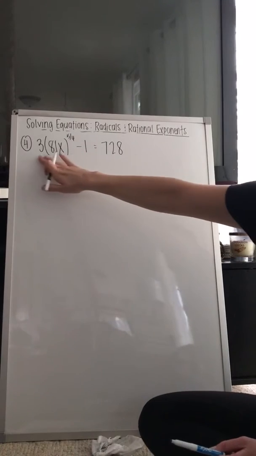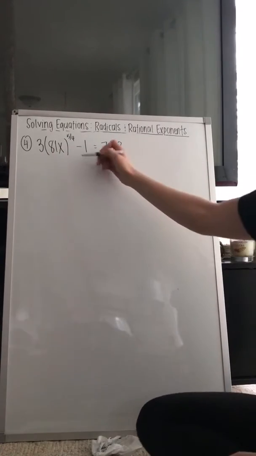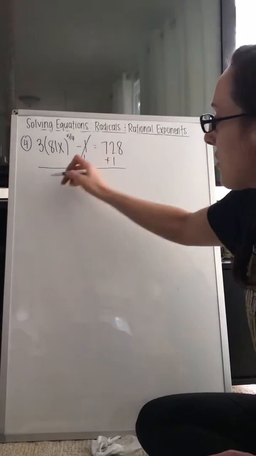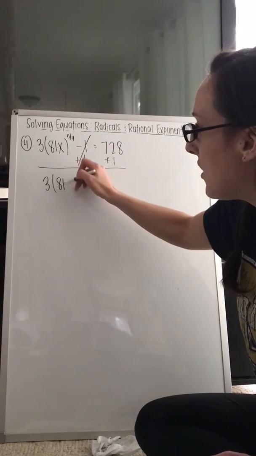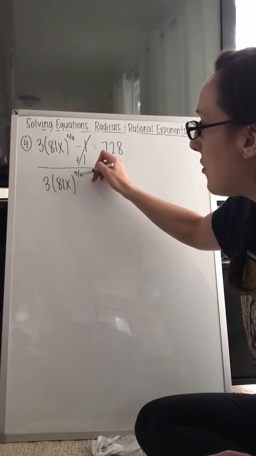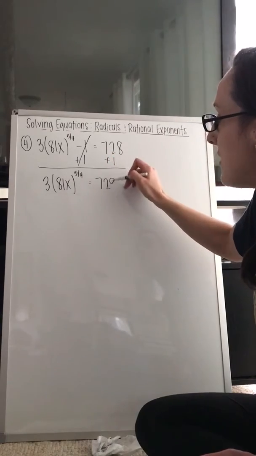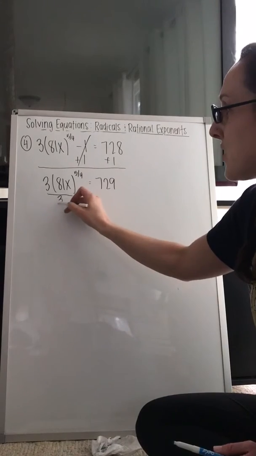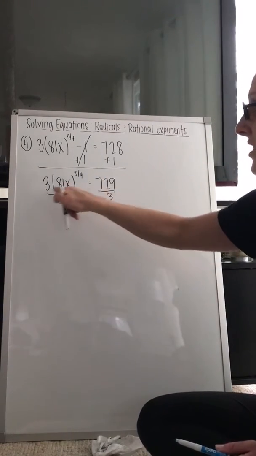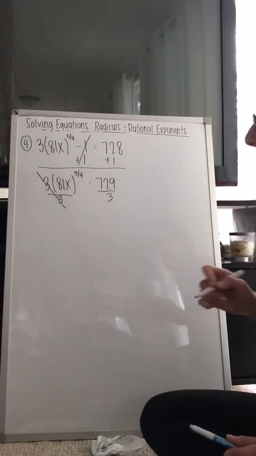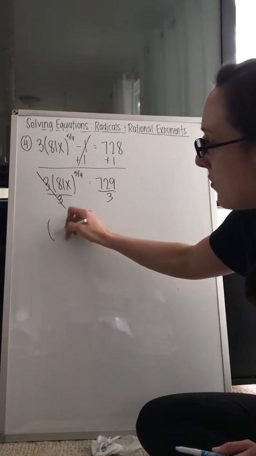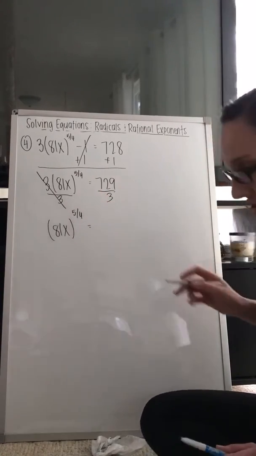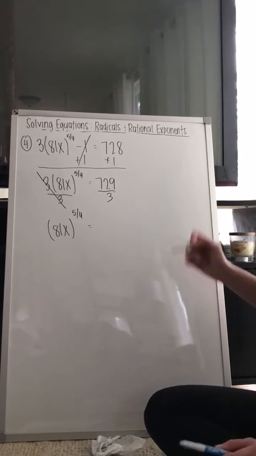So I have to undo this stuff that's going on around. So first thing I'm going to do, add 1. This will leave me with 3 times 81x raised to the 5/4 power is equal to, on this side, 729. Divide each side by 3. Remember that the operation between the 3 and the 81x is multiplication. So that'll leave me with 81x raised to the 5/4 power equal to 729 divided by 3 gives me 243.